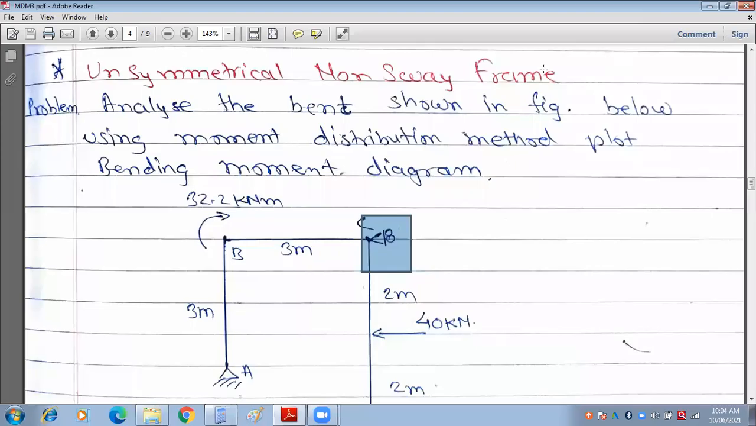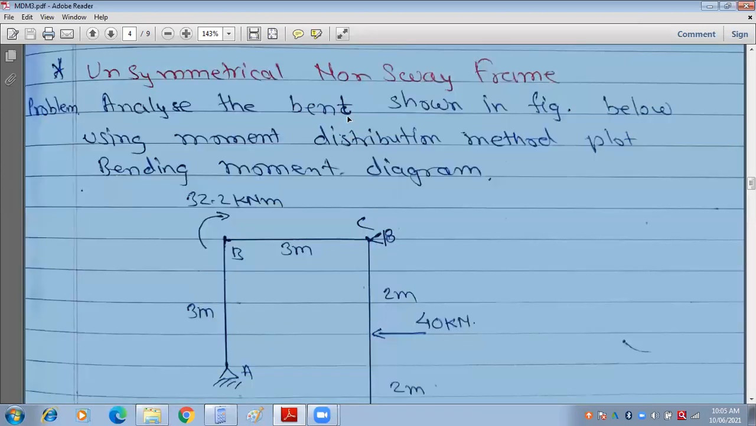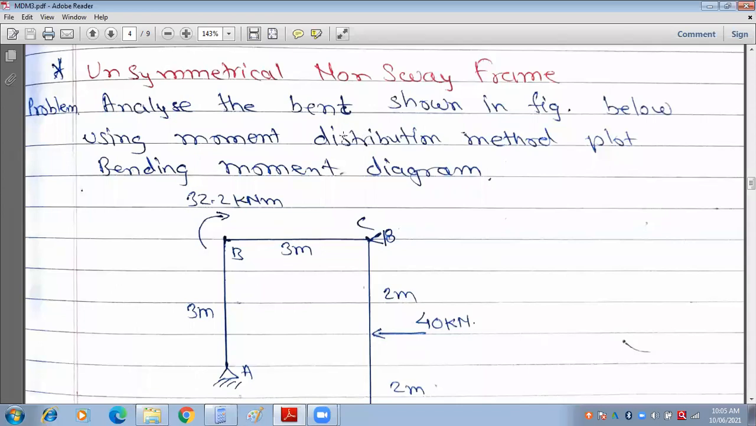Frame. Unsymmetrical non-sway frame. Analyze this bent. You may call it a bent, or you may call it a portal frame. Various names are given to this portal frame, as shown in the figure below. Using the moment distribution method, plot the bending moment diagram.